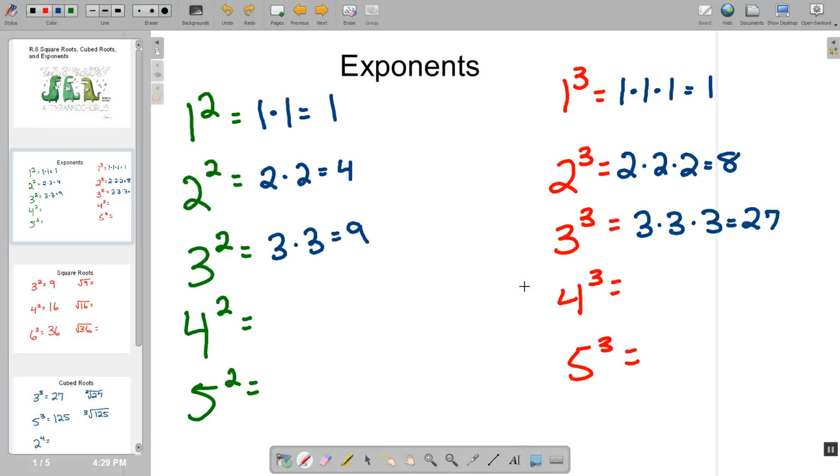What I want you to do in your notes is to make these two charts, all the way down to 13 squared on this side, and on this side, I want you to go to 10 cubed. And those are the numbers that I expect you to have memorized. Anything above that, we would then work out by hand. But I want you to have up to 13 squared and 10 cubed memorized.